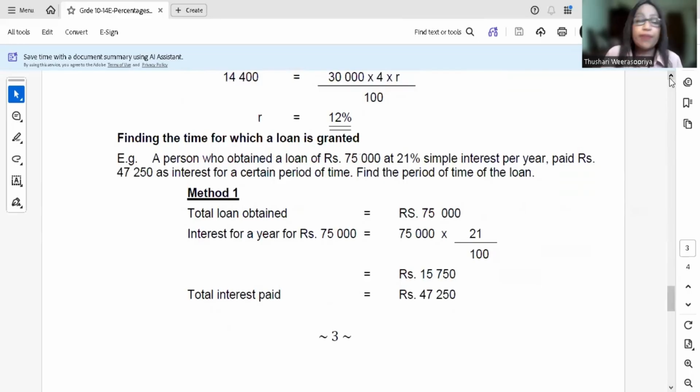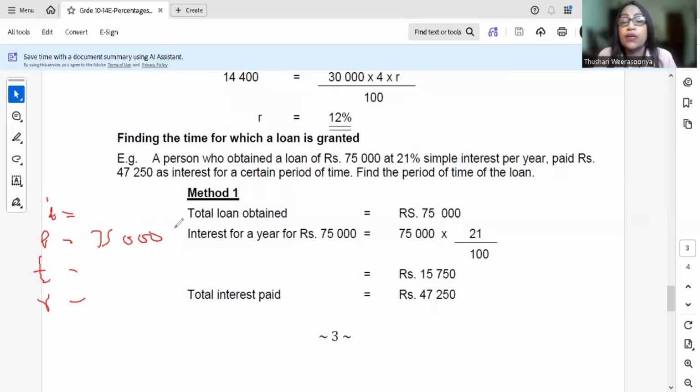Okay, we'll do this. A person who borrowed... I'll write IPTR. Now we'll fill in the values. A person borrowed a loan of 75,000 at 21% simple interest per year. Paid 47,250 as interest. Now they have given the interest straight away, 47,250 as interest for a certain period of time.